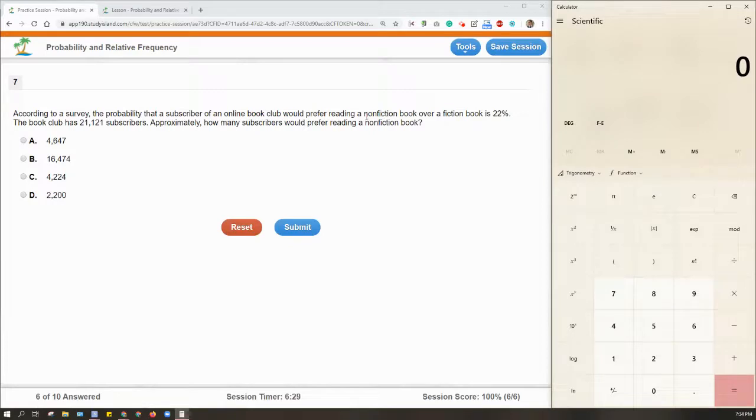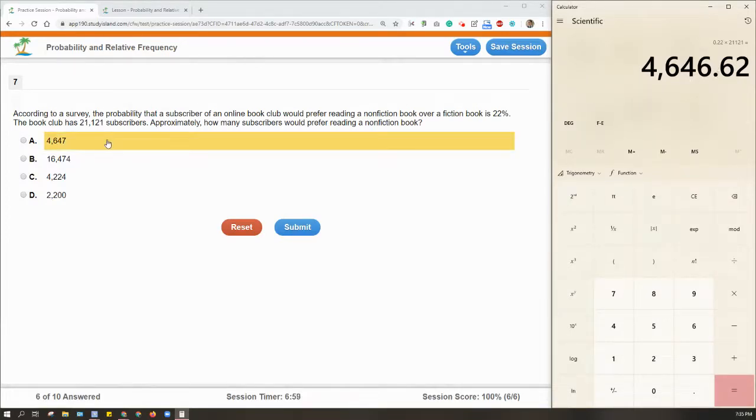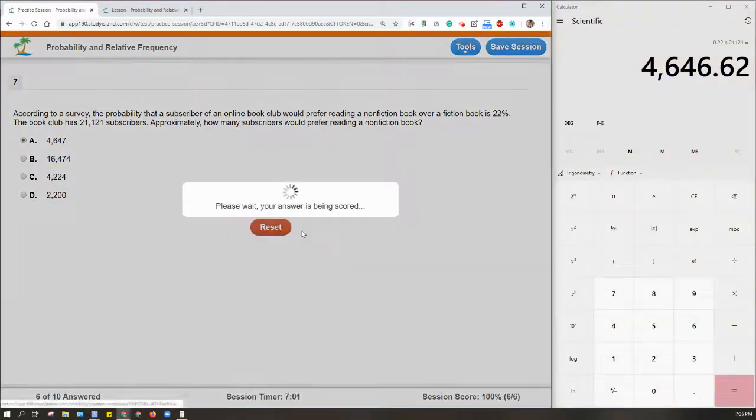So the nonfiction book crowd is 22% of them. 22% in a calculator is 0.22. That's the decimal equivalent of 22%. We want to figure out 22% of 21,121. So we do 22% times 21,121. So 0.22 times 21,121 gives us our answer, which is 4,646.62. So we're going to choose the number that's closest to that, which, rounded to the nearest whole person, is 4,647.